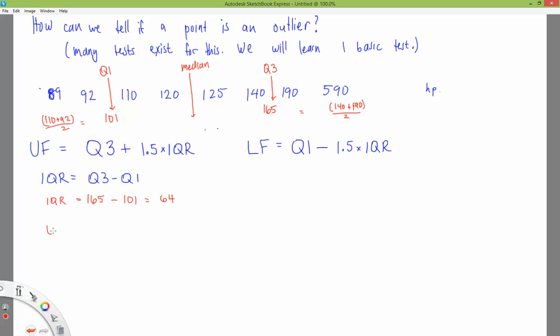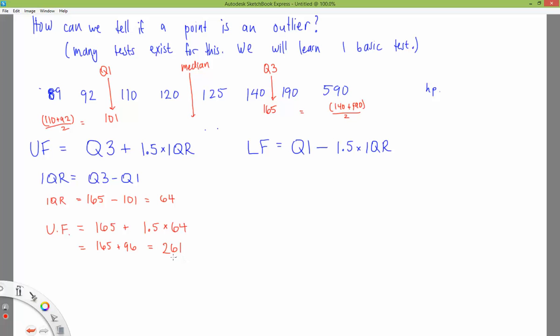So the upper fence is Q3. What's Q3? 165, plus 1.5 times the IQR, which is 64. So 1.5 times 64 is 96. Yep. So we do 165 plus 96, following order of operations, and we get 261.